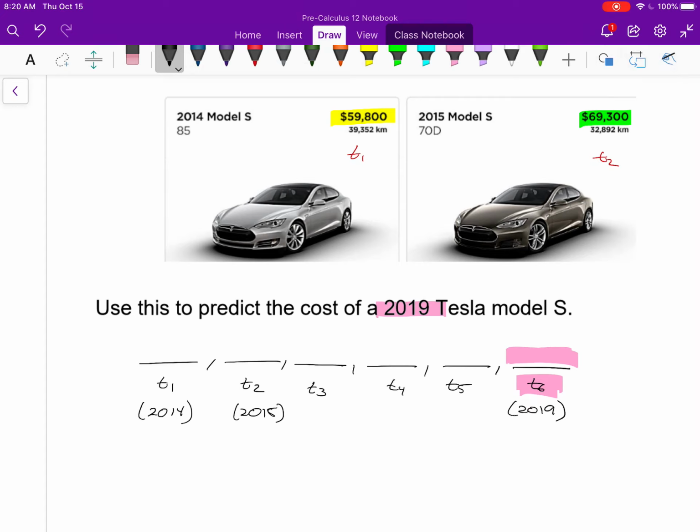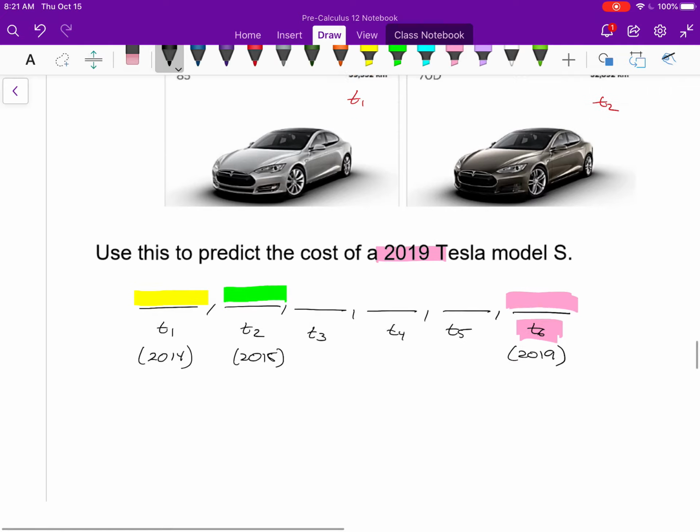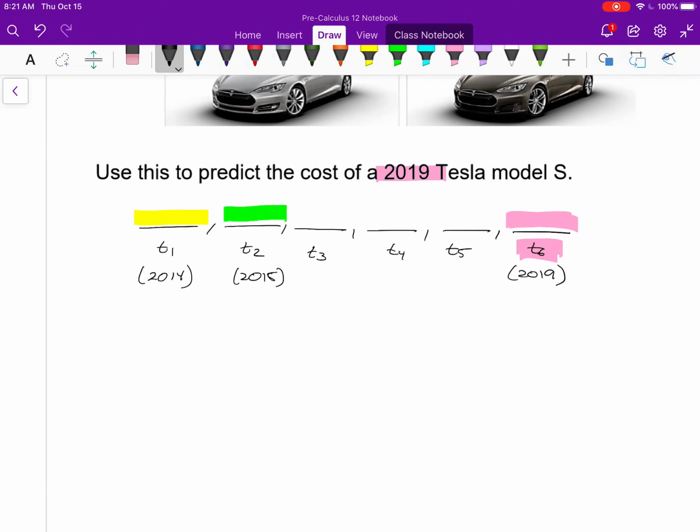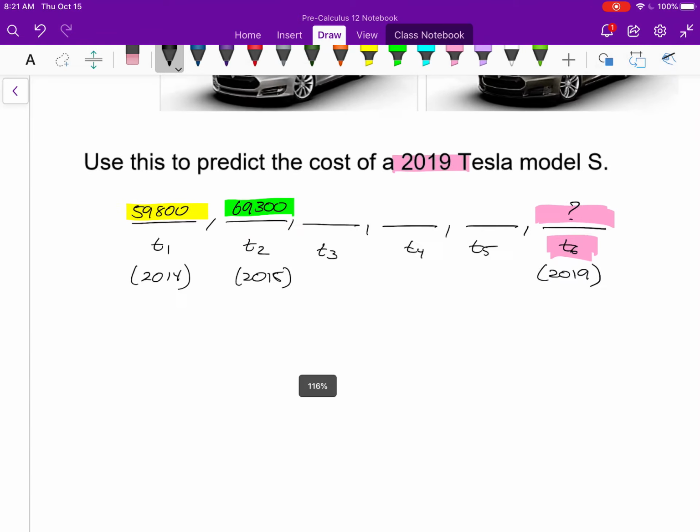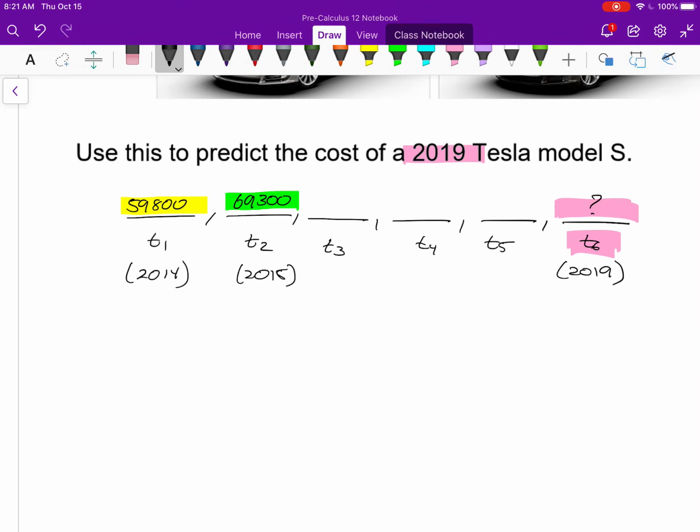Okay, and so once I write my values in here, you can see how more and more I can just bring this back to the previous questions we've looked at. My first term is 59,800. My second term is 69,300. What is this term here? And now I have a structure that should look familiar.